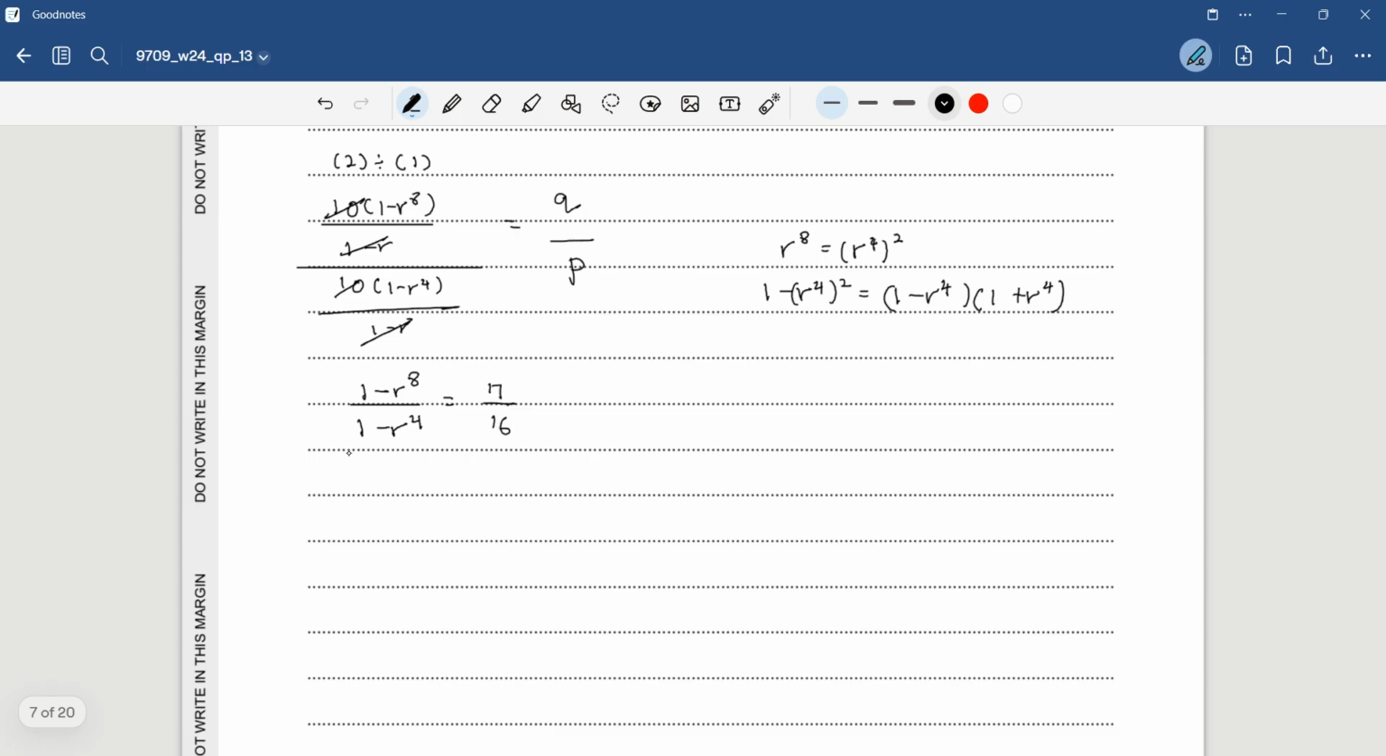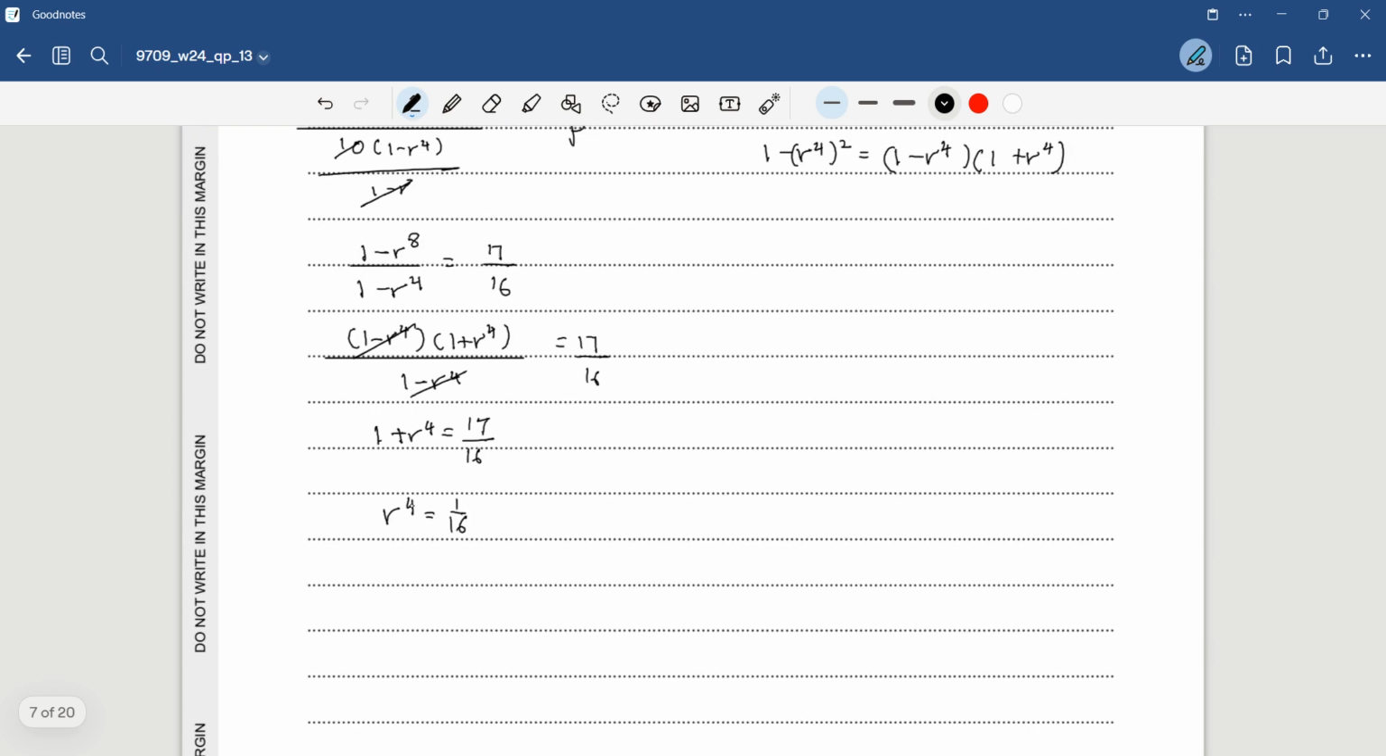Okay, so this one is split. So it's going to be (1 minus r^4)(1 plus r^4) divided by (1 minus r^4) equal to 17 over 16. So this and this can cancel. Therefore, 1 plus r^4 equals 17 over 16. So r^4 equals 1 over 16. Similarly, when you bring the power of 4 over, r will be, since it is an even power, plus or minus 1 over 2.